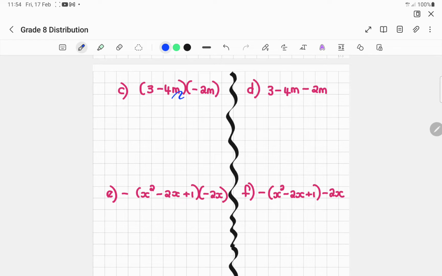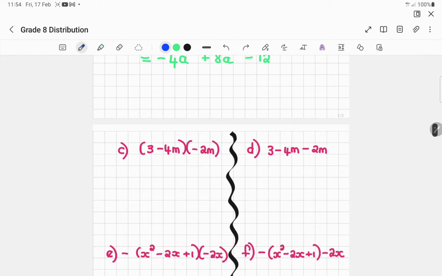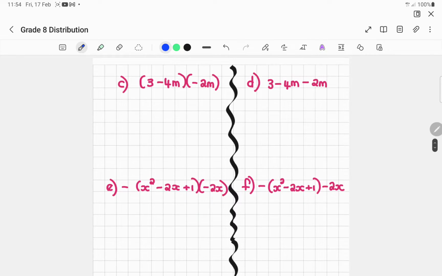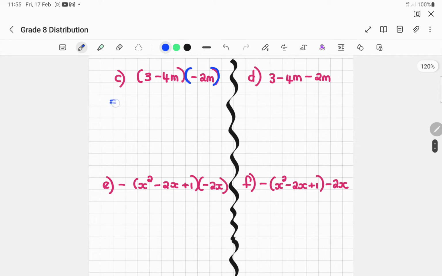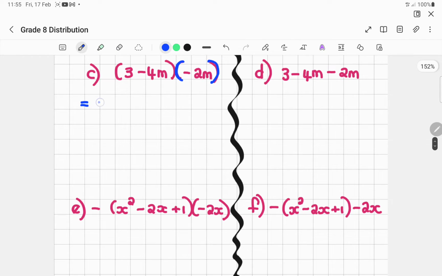So if you have a look here, 3 minus 4m, I cannot simplify that. It's not like terms. And at the back, it is multiplied with a negative 2m. So why is it multiplied? Because of these brackets that are around them, it indicates that the negative 2m has to multiply with 3 minus 4m. But because we are used to distributing from the front, I'm going to rewrite it like this. And I know then that I'm going to multiply negative 2m with 3 minus 4m.